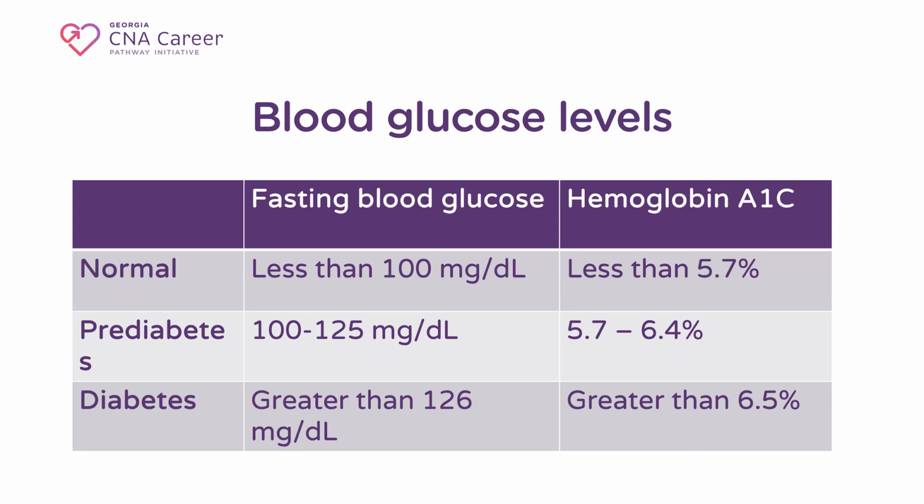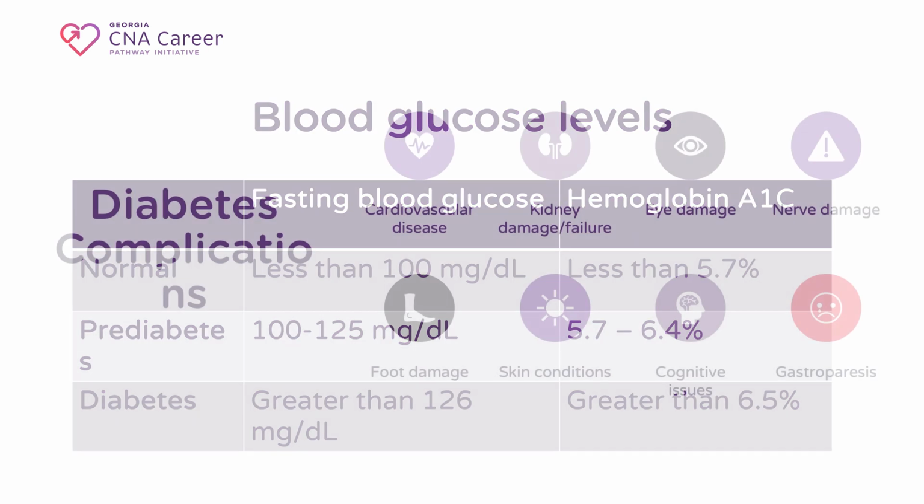The hemoglobin A1C test measures the average blood glucose levels over the past 2 to 3 months. It provides a longer-term perspective on blood sugar control and is not affected by short-term fluctuations. Normal range. A normal A1C level is usually below 5.7%. Prediabetes. An A1C level between 5.7% and 6.4% indicates prediabetes. Diabetes. An A1C level of 6.5% or higher on 2 separate tests suggests diabetes.